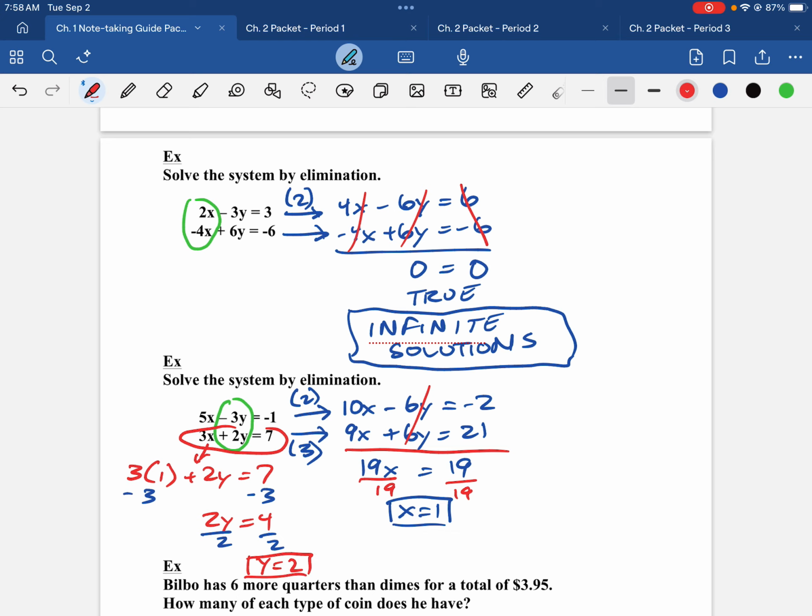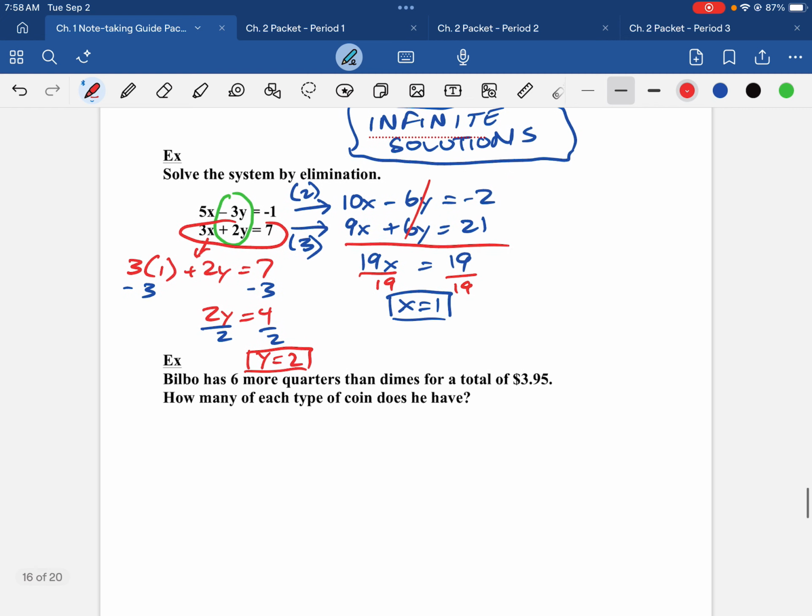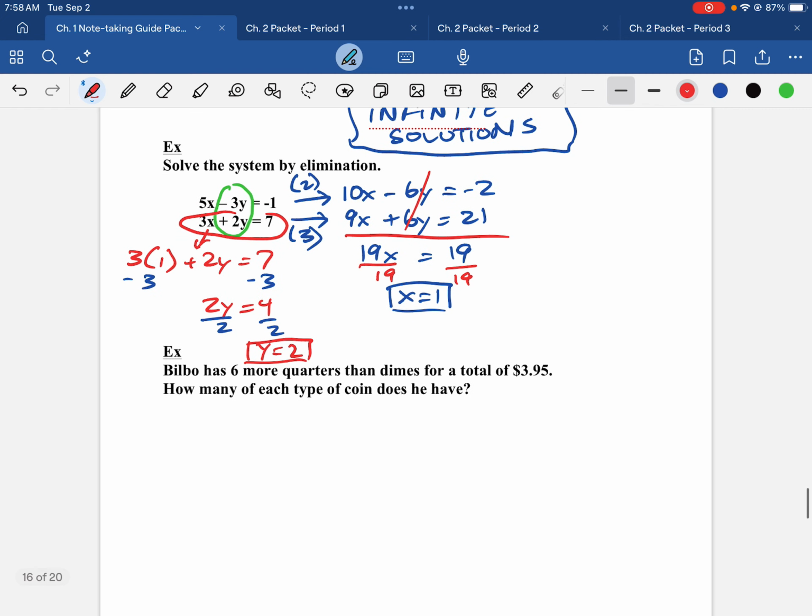All right, let's try a word problem. Bilbo has 6 more quarters than dimes for a total of $3.95. How many of each type of coin does he have? We've got quarters and dimes.